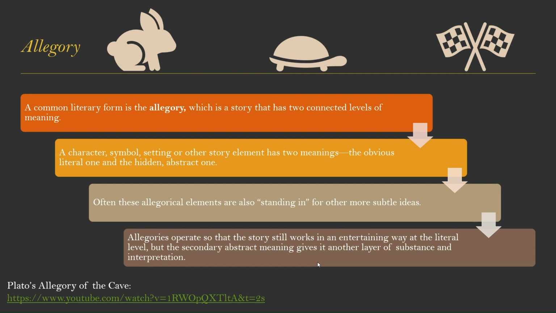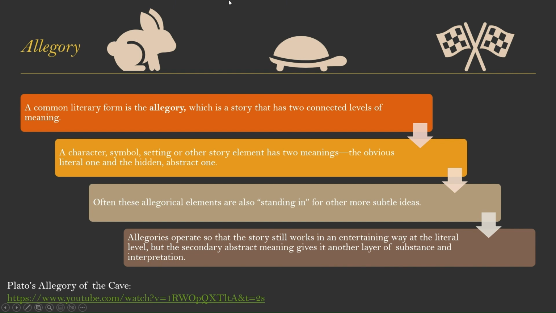Other terms that you'll need to know in terms of symbolic elements are allegory. A common literary form is called the allegory, which is a story that has two connected levels of meaning. A character, symbol, setting, or other story element has two meanings, the obvious one and the abstract one.